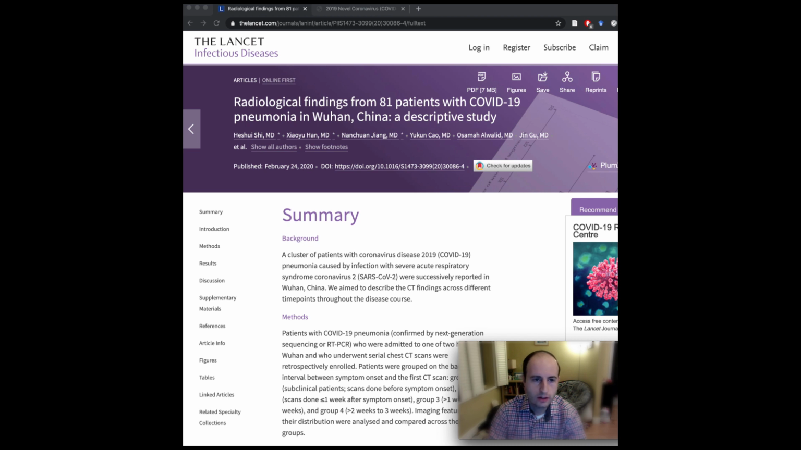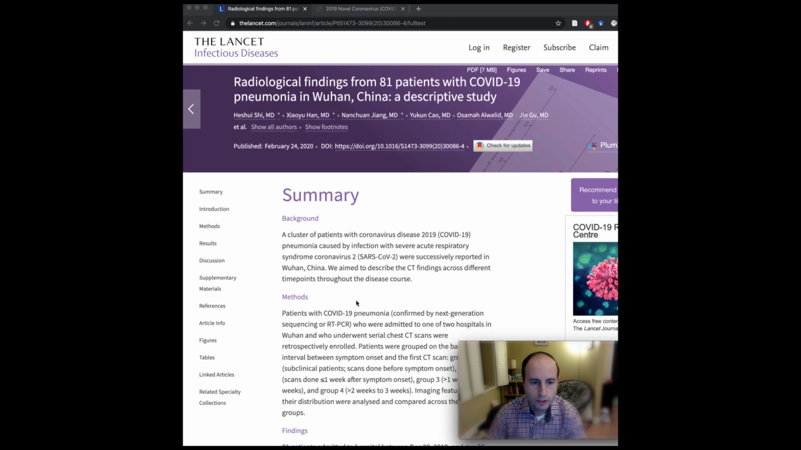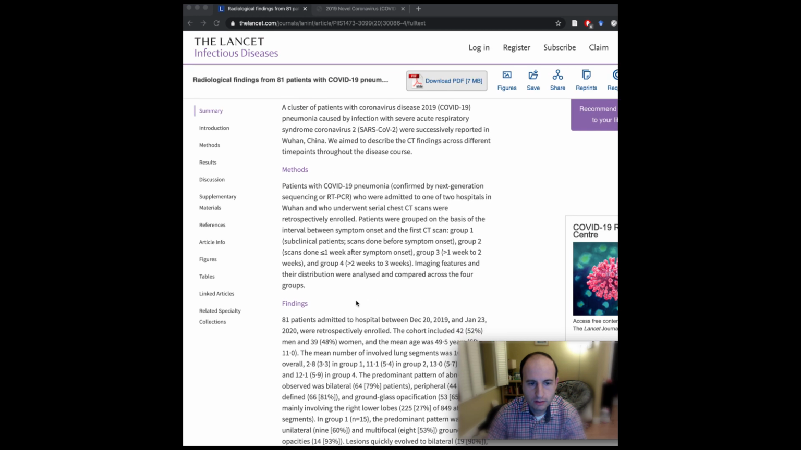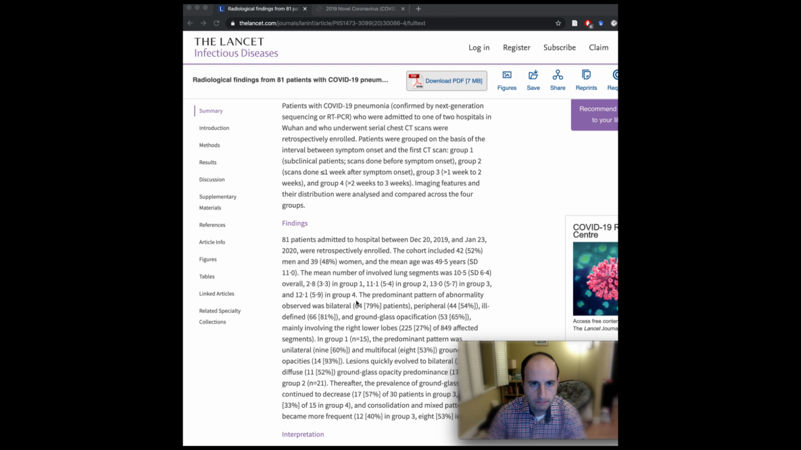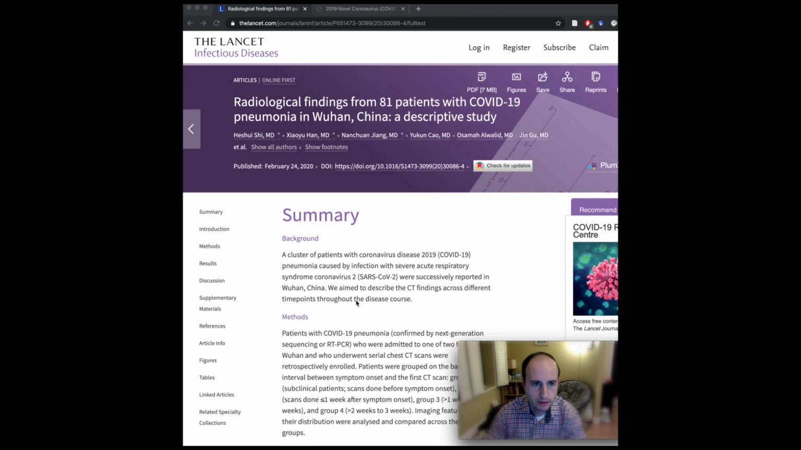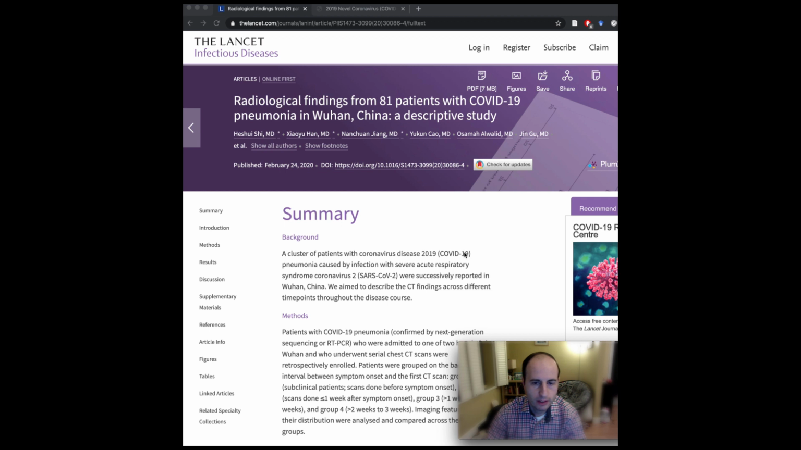So I'm showing you here just some background reading, a nice article in The Lancet, which goes through some of the typical imaging manifestations on CT. We'll talk a little bit about that in a bit, but this is a good background reading if you're interested. But let's jump into some X-rays first.